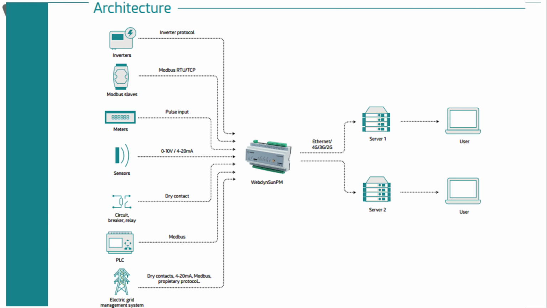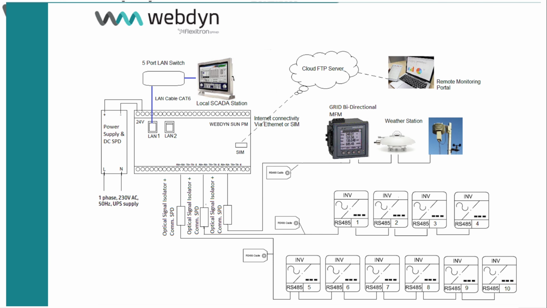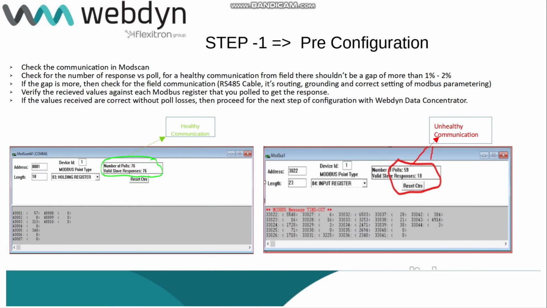So moving on, we start with level 1. We will split this video into 2 sections. The first section will be related to the configuration and communication setup of WebdynSunPM. In the second video, you will see more or less how the controlling, power generation and management applications are handled and managed. So keeping this video limited to the configuration part, we will start from step 1.